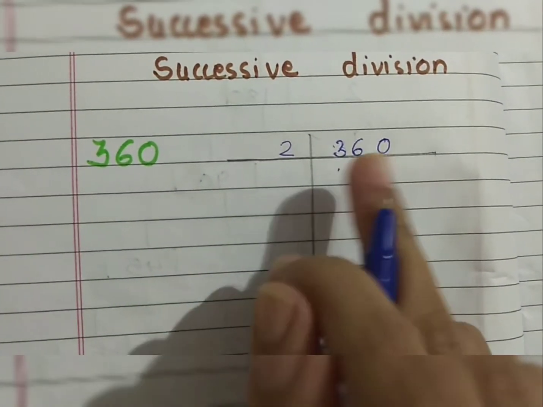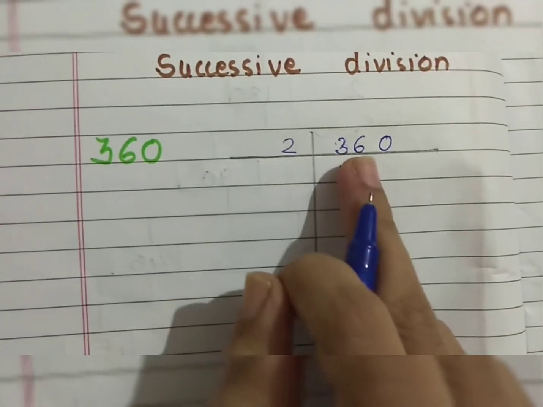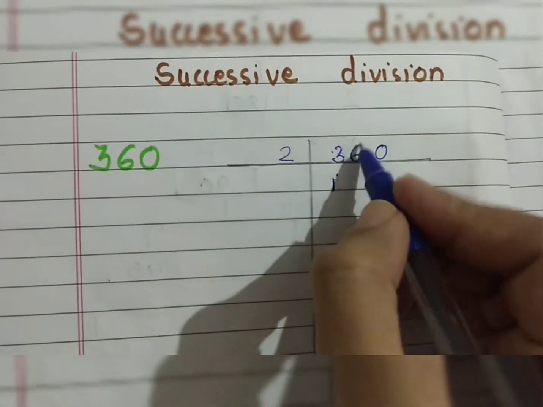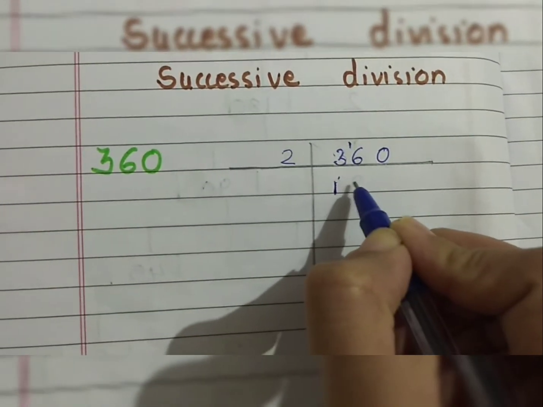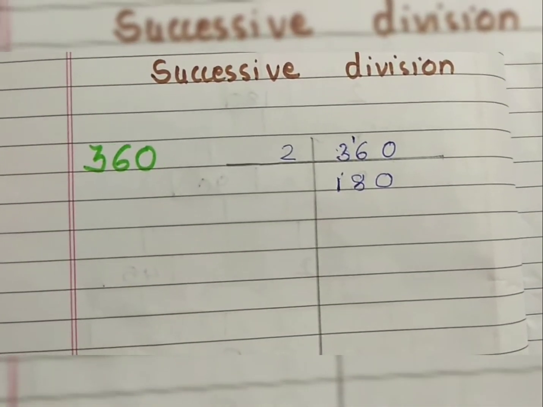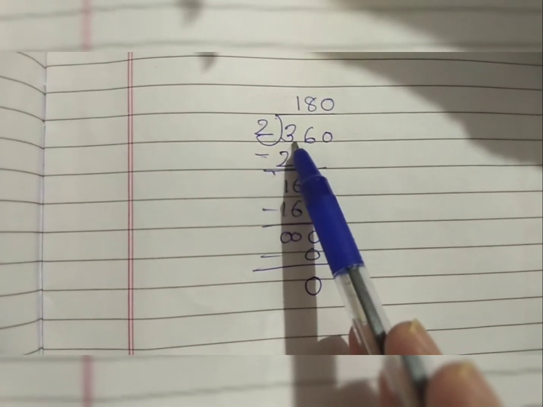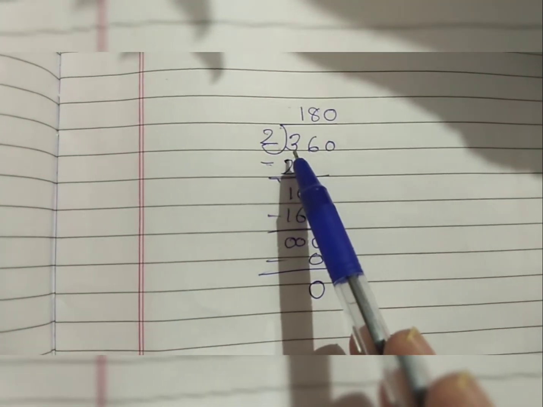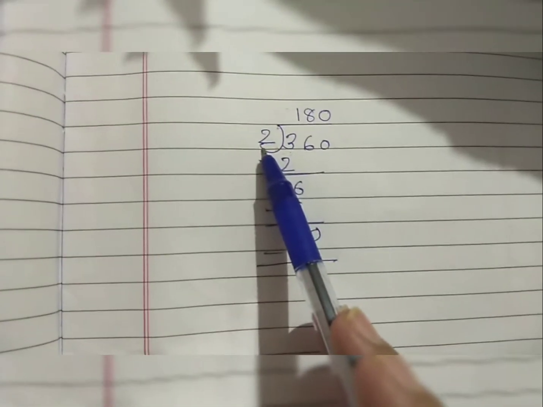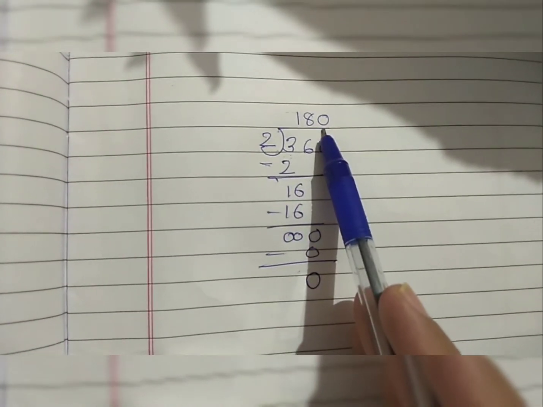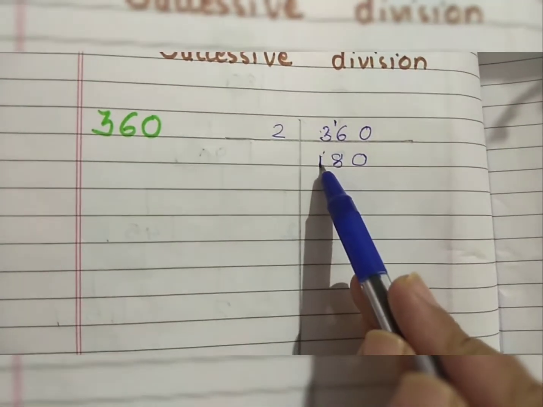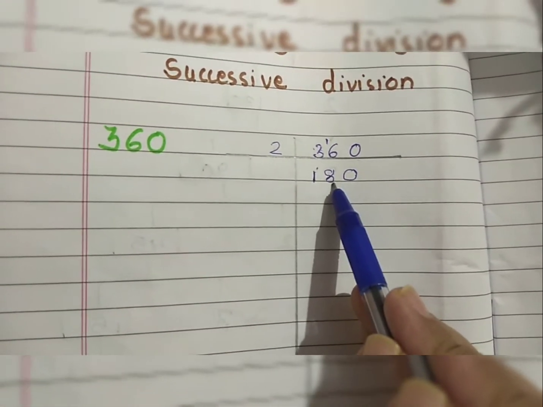Now while dividing this 360 by 2, you will write the quotient here. That is 2 ones are 2. So 1 carry forward here, 2 8s are 16 and 0. This is same as dividing a number. Say for example, if you do this division with the help of this long division method, as you can see 360 is divided by 2, that is the smallest prime number. Your quotient is 180. So in the same way the quotient you will be writing it over here.